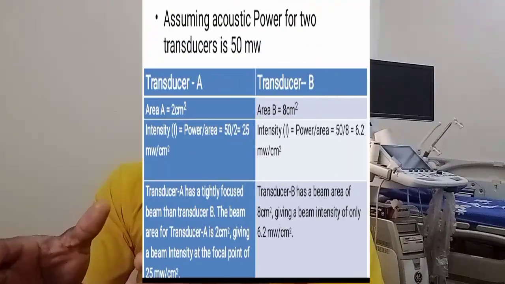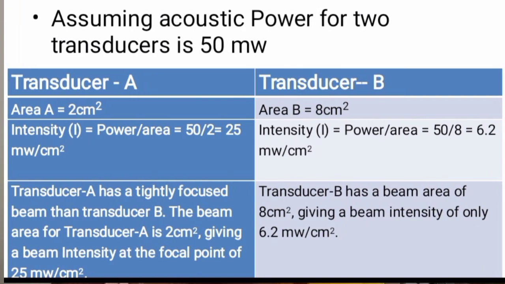Here, let's assume acoustic power for 2 transducers is 50 milliwatts, for transducer A and transducer B. Transducer A has an area of 2 centimeters squared, while transducer B has 8 centimeters squared. The intensity for transducer A, of course, we know is power divided by area.